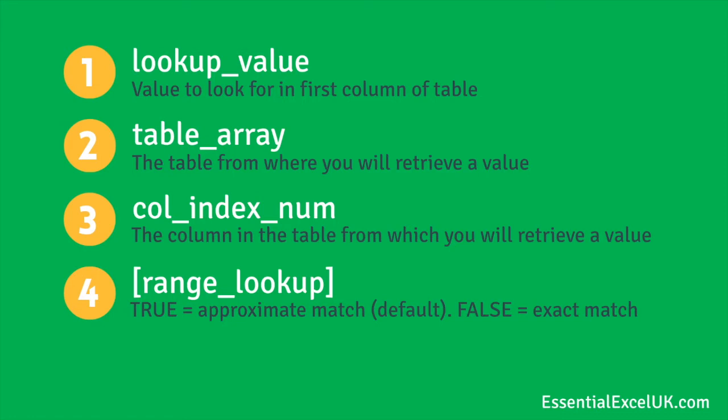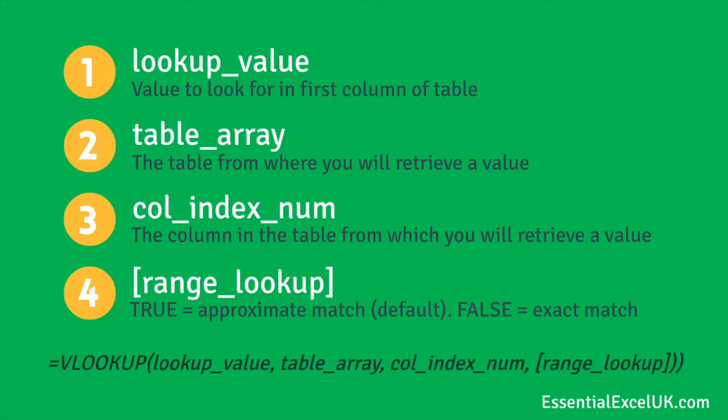The second option is FALSE, and this is the one we'll most likely use more often, and the one we advise using, especially when getting started with the VLOOKUP, because it ensures an exact match is used to find our search value. Okay, and then there's the formula in its entirety at the end there.